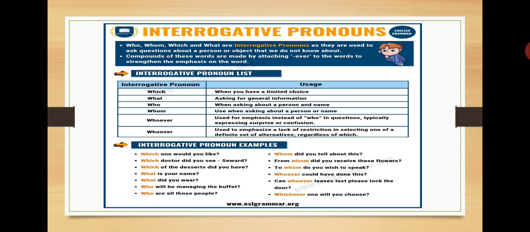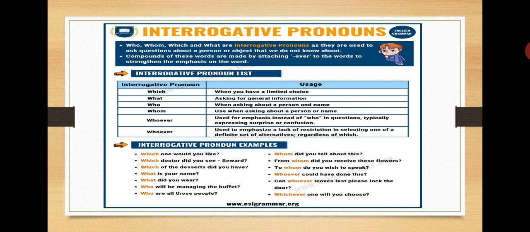Whoever is used for emphasis instead of who in a question, typically expressing surprise or confusion. Now whoever is also used to emphasize a lack of restriction in selecting one of a definite set of alternatives regardless of which. Like for example, whoever could have done this? Can whoever leaves last please look into the matter?